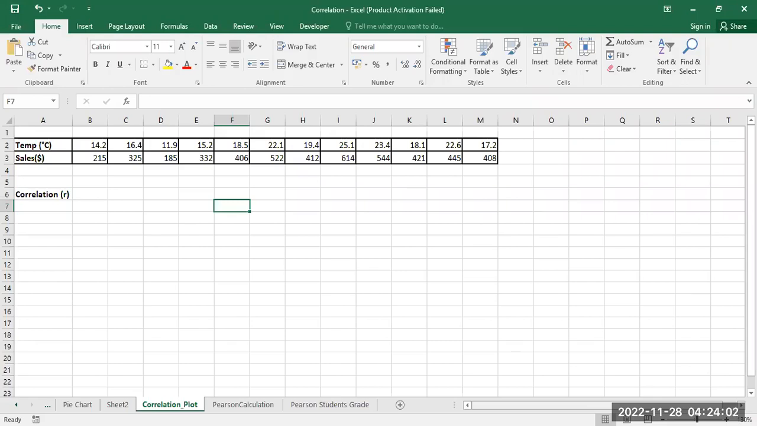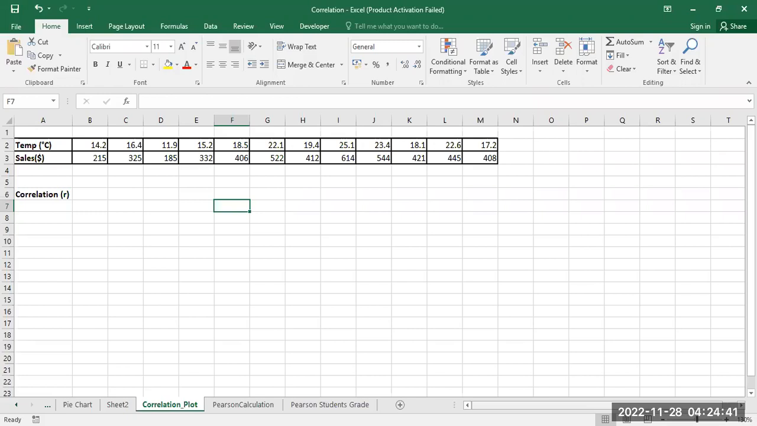Now here I have a table that shows the temperature in degrees Celsius for 12 days in a particular city, and the amount of sales, in dollars, that an ice cream company makes over those 12 days, depending on the temperature of that city. Of course, it should be expected that the higher the temperature, the higher the sales will be, because hotter temperatures create a demand for people to want to lick ice cream.